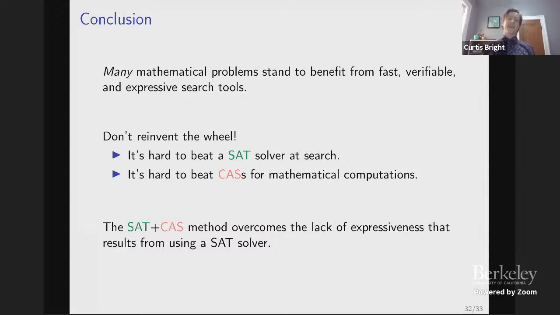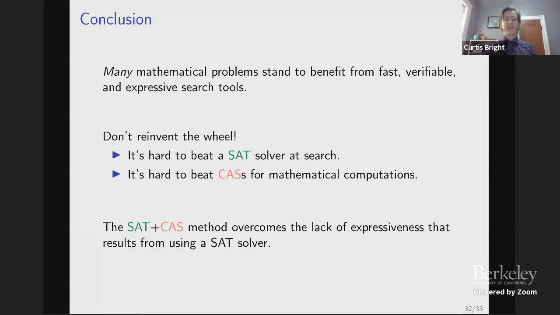Whenever you want fast, verifiable, and expressive searches, this is a great way to go about it, right? You could write your own custom search, but you don't want to reinvent the wheel. It's very hard to beat a SAT solver at search because SAT solvers have been engineered for decades to be very fast at search. It's very hard to beat them. On the other hand, CASs have also been engineered for decades to be very fast at doing mathematical computations. Why not use both of the tools in the ways they were designed to be used?